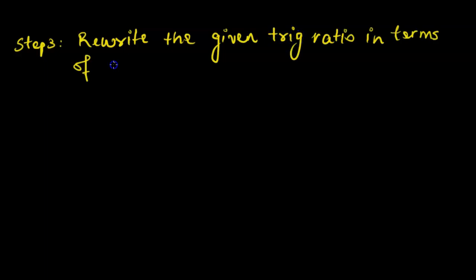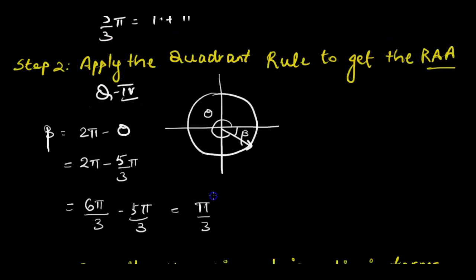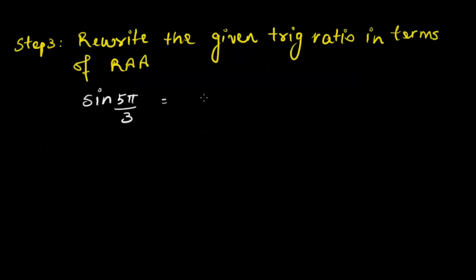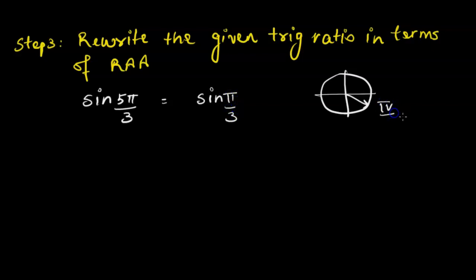Step number 3 is to rewrite the given trig ratio in terms of the related acute angle. The given trig ratio is sine 5 pi by 3, and the related acute angle that we got is pi by 3. Therefore, we would write sine 5 pi by 3 is the same as sine pi by 3. The only difference is that since 5 pi by 3 lies in the fourth quadrant, and the fourth quadrant, according to CAST rule, is the house of cosine ratios, not sine ratios, sine 5 pi by 3 would be equal to negative sine pi by 3.